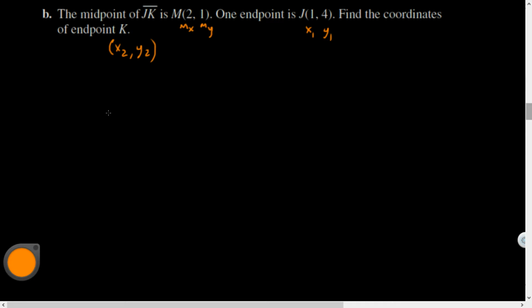So this time I know some of the information, not all of it. And when I write this, I'm actually going to break the midpoint formula into two separate things. So I'll have Mx is equal to the average of the x's, and My is equal to the average of the y's. And we'll just plug in what I know and solve for what I don't.